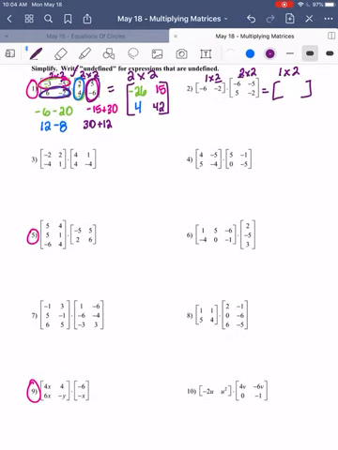Here's number 5. Okay, so 5 is a 1, 2, 3 by 2, and this one is a 2 by 2. So can I do them? Yes, because the inner dimensions match. And so we're going to have a 3 by 2 as our answer because of the outer dimensions. Okay, so I'm going to have 3 rows, so it's going to be kind of longer. 1, 2, 3, that's about enough space. And then 2. Okay?